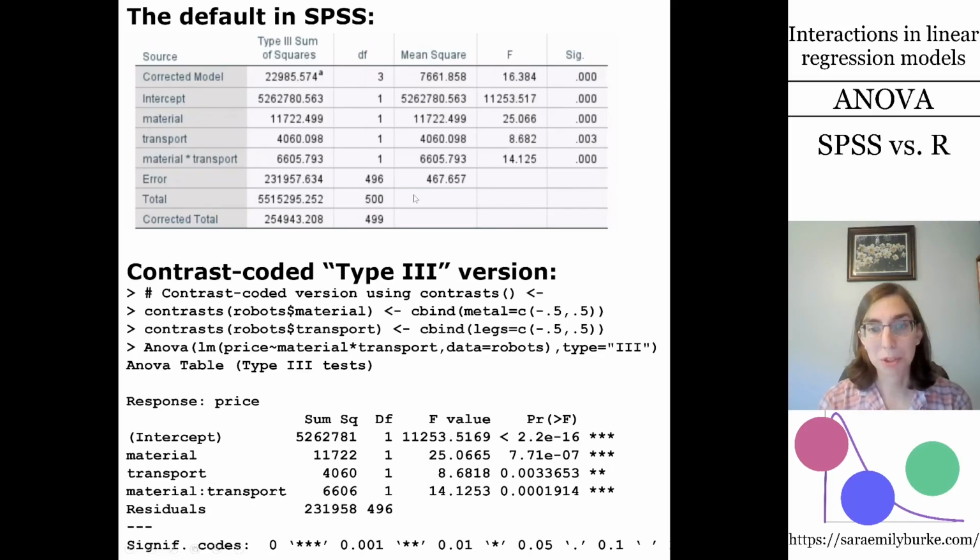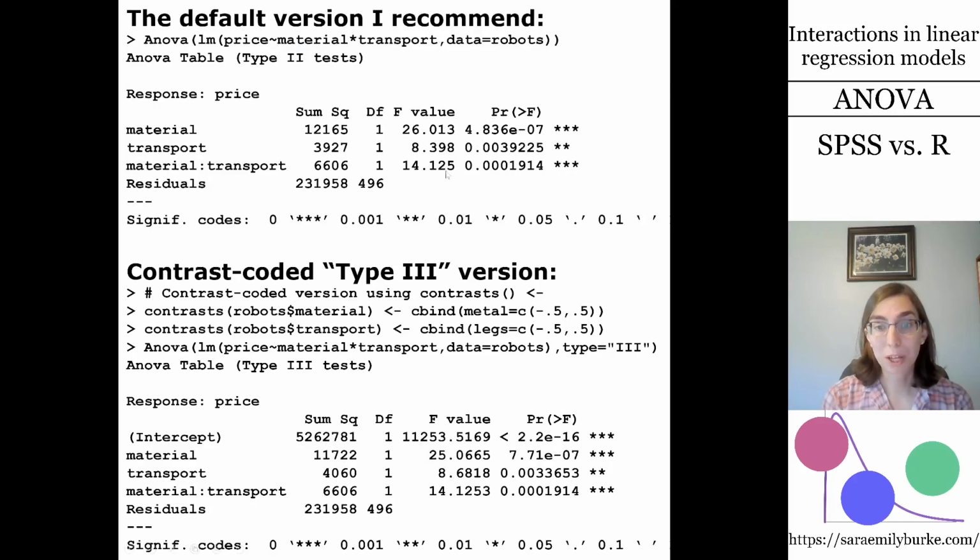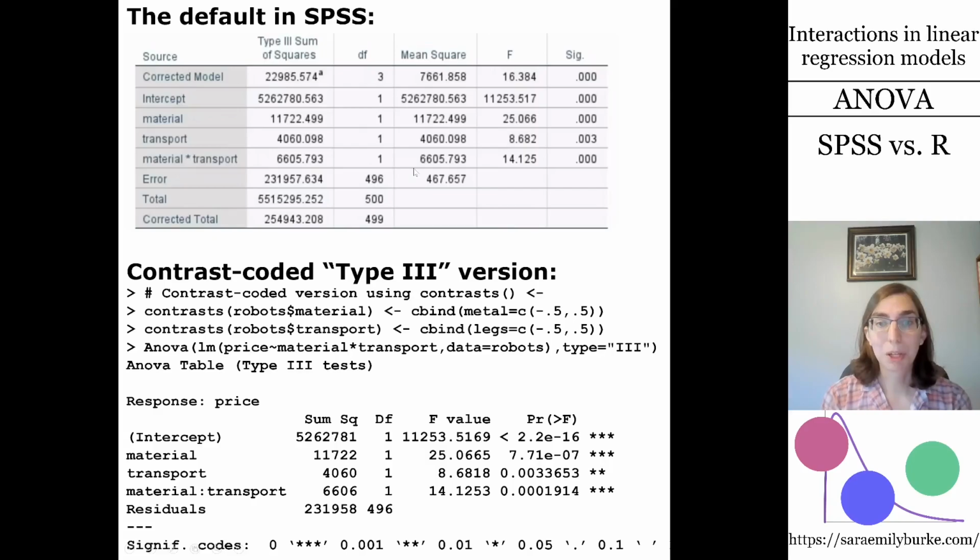Here's the SPSS output overlaid. You can see that this F value, 25.066, precisely matches this F value from the contrast-coded type 3 version that we did in R. I'm showing you this so you don't get confused if you do it this way in R like I recommend, and then compare it to SPSS and see that the F statistic is ever so slightly different. If you want it to match SPSS exactly, then you'll need to do the contrast-coded type 3 version, where you set up contrasts that are perfectly symmetrical around 0 ahead of time, and then plug them into the capital A Anova function with type set to 3.